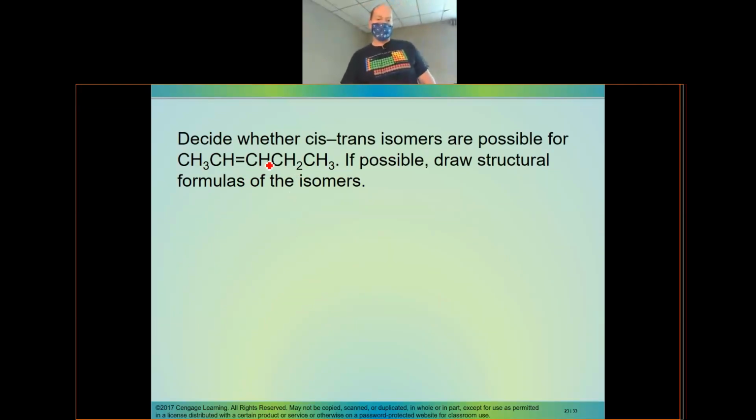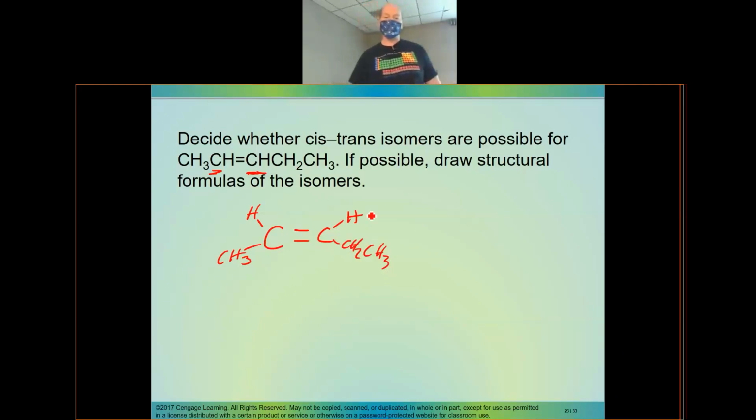All right, so let's try this one. Draw this one out. I always start with the double bond. All right, so there is my double bond right here. And then this side has an H and it has a CH3. The other side has an H and it has a CH2, CH3. And so you see that my H's are on the same side. So this is my cis isomer. And then, of course, you can have your trans. So if I want the H to be down here, and then the CH2, CH3 up here, and now I have my trans isomer.